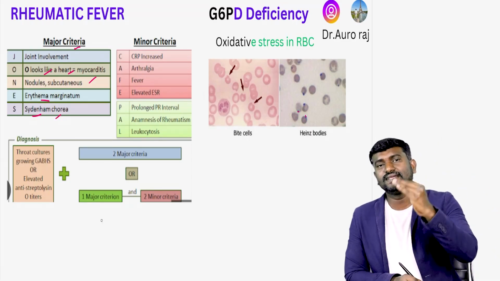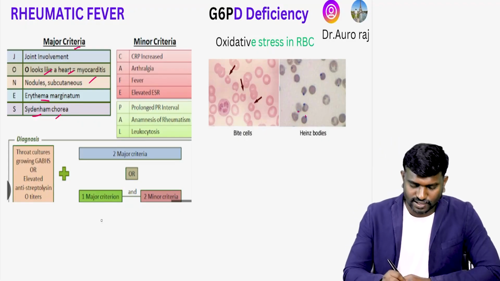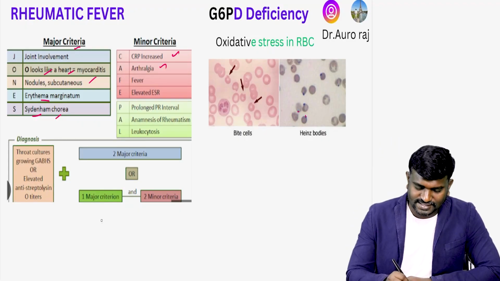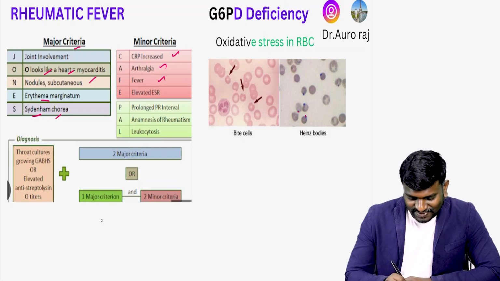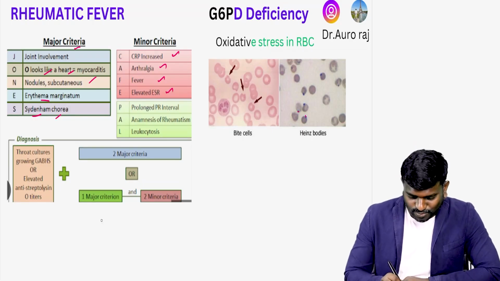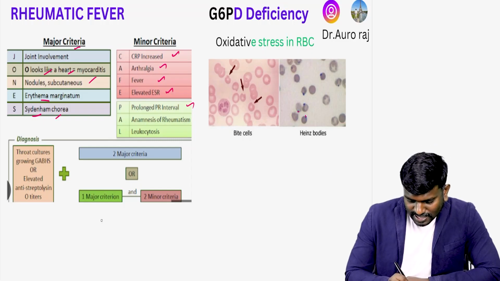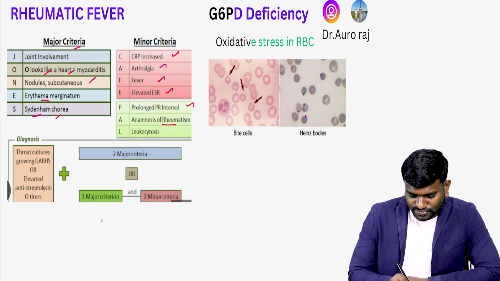Now, minor criteria. What is it? Pal. C is for CRP increase. A is for arthralgia. F is for fever. And E is for elevated ESR. Pal. P is for prolonged PR interval. A is for anamnesis of rheumatism, and L is for leukocytosis.